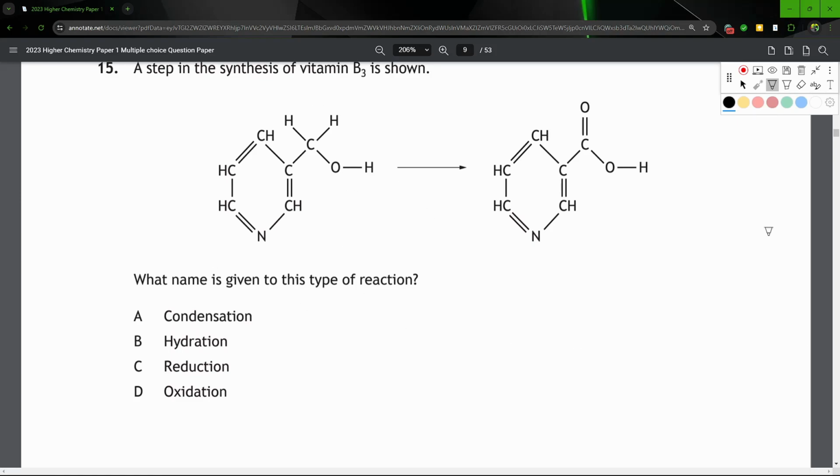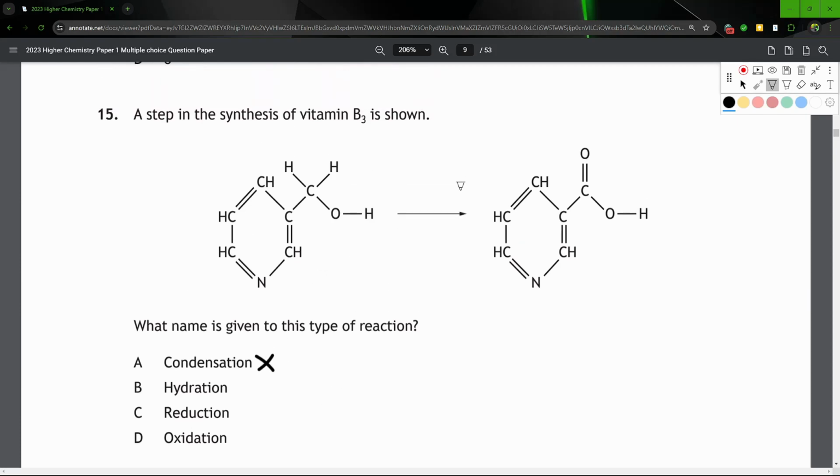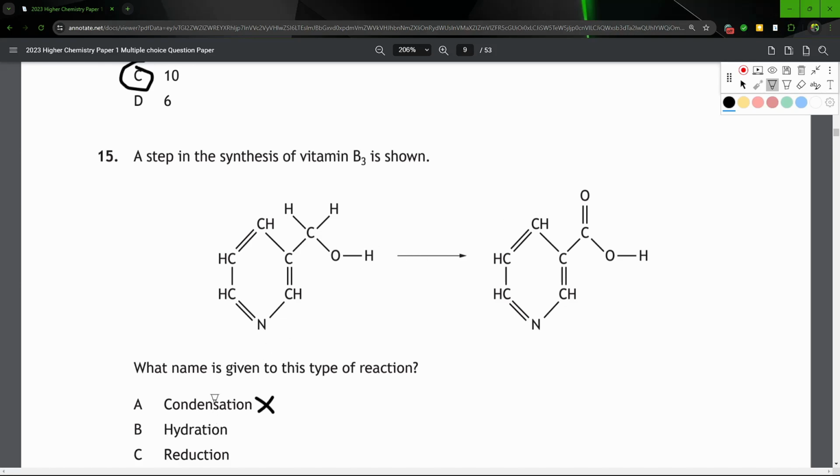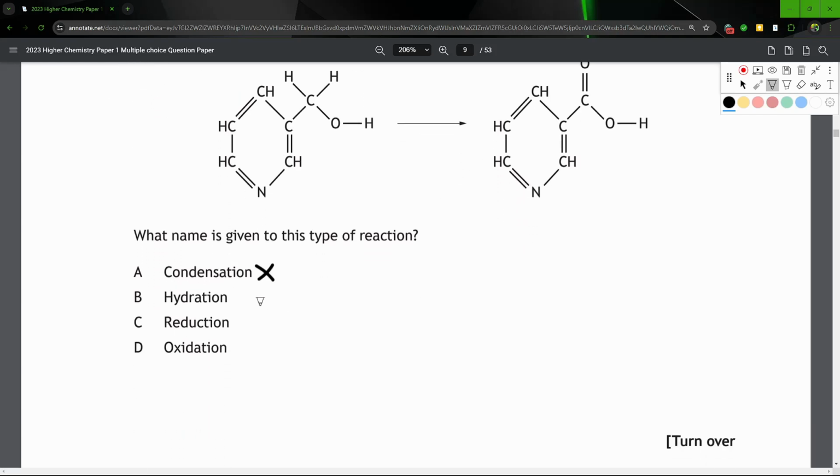Well, it's not going to be condensation. Condensation is when you react two molecules together and you join them together with a release of a small molecule, usually water. I don't see that anywhere, so we'll get rid of it. Hydration, well, yeah, but you're not actually adding any water to this. Hydrogen's getting removed and you're adding an oxygen, which is not really that either.